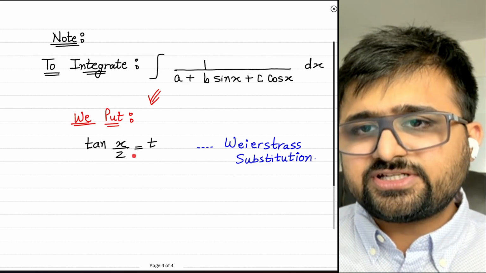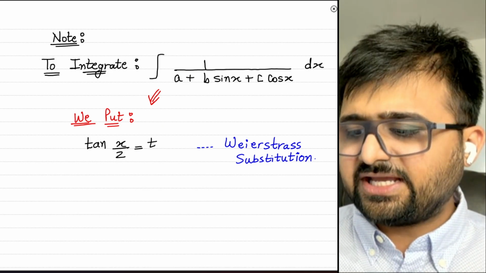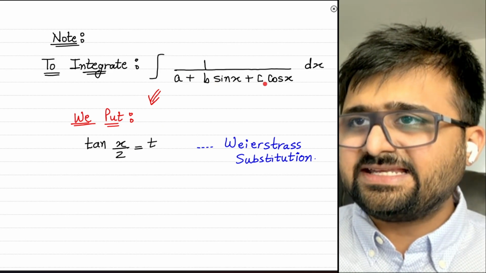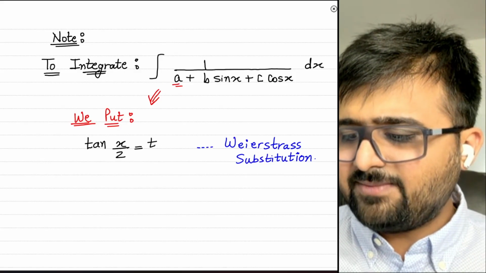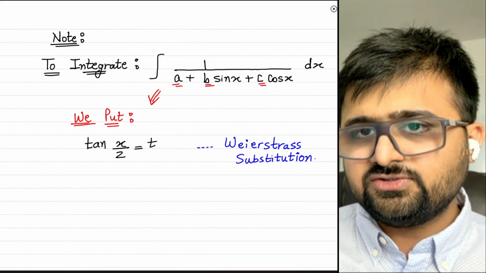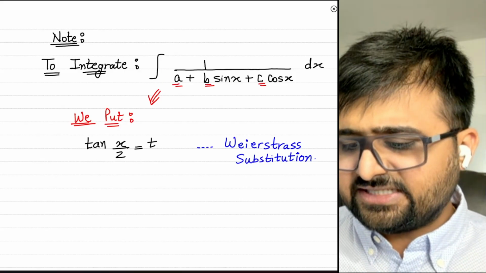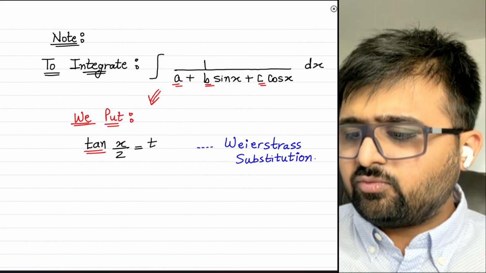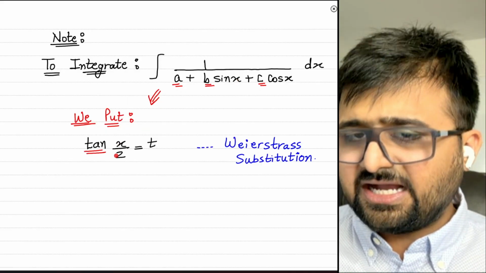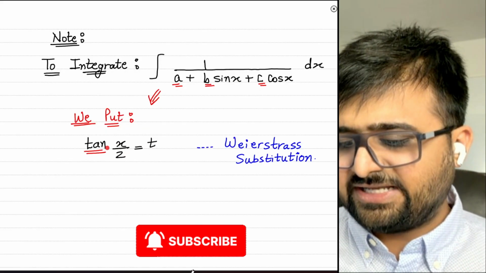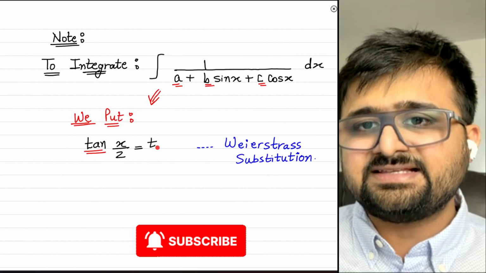Now, Weierstrass substitution can be done when your integral is of the type 1 upon a plus b sin x plus c cos x, where a, b, and c are going to be constant values. Weierstrass substitution says that you put tan of whatever angle you see here, take half of that, equal to t. So tan of x by 2 in this case is equal to t.